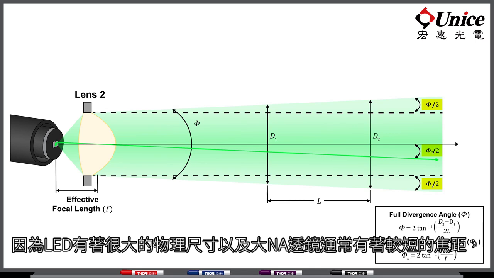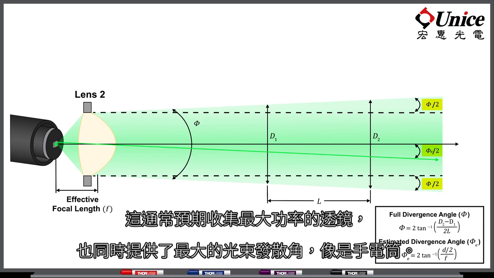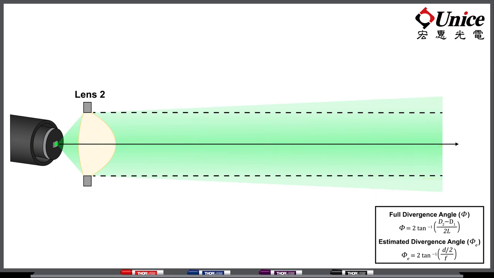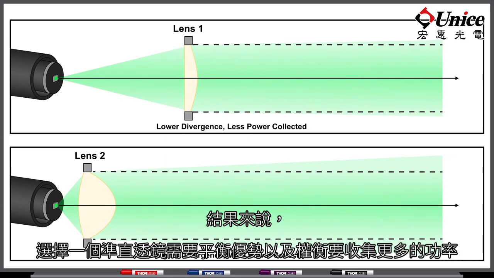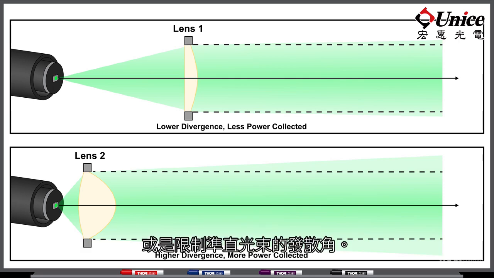Since LEDs have larger physical dimensions and large NA lenses generally have short focal lengths, we typically expect the lens that collects the maximum power to also provide the largest beam divergence, like a flashlight. As lenses with larger focal lengths are used to collimate the LED light, the divergence of the beam will decrease. As a result, choosing a collimating lens requires balancing the benefits and trade-offs between collecting more power from the LED and limiting the divergence of the collimated beam.